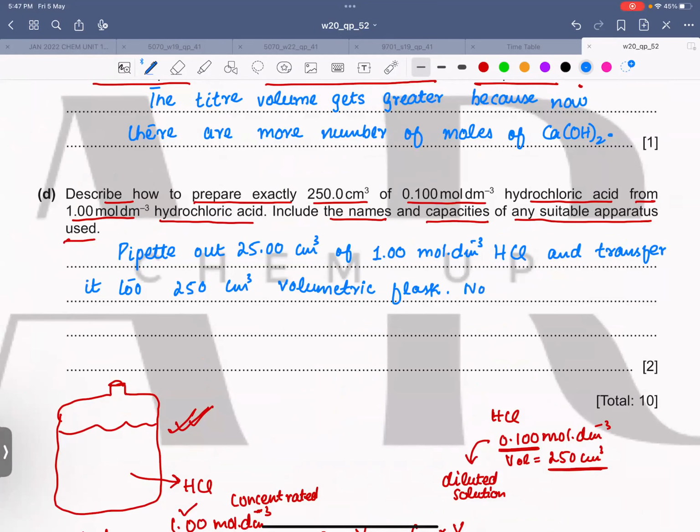Now fill it up to the mark with distilled water. Is this clear to everyone? Yes, sir.